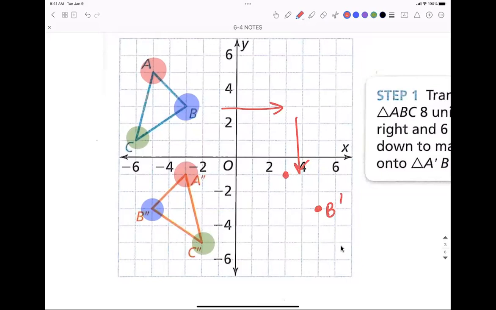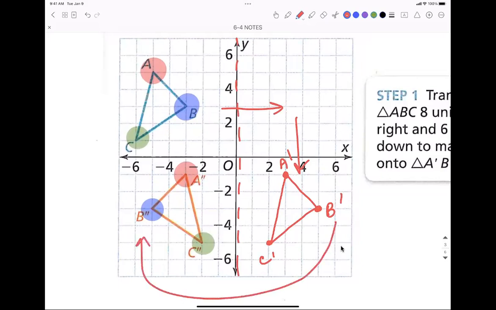Okay, and then C is right here. Okay, so here's our image. That was our prime. Okay, that was our first move. And then we had to reflect over to get the B to go from the outside to the other outside.